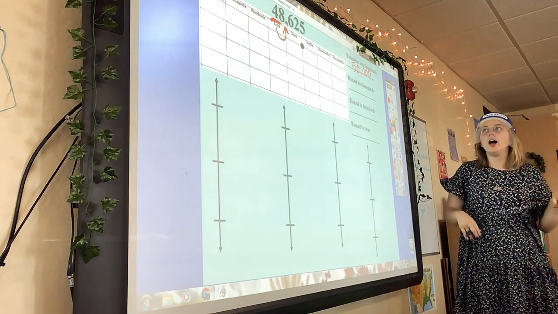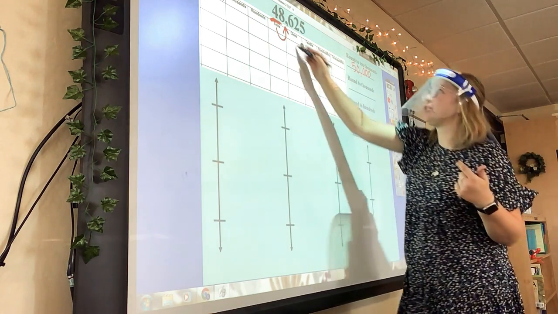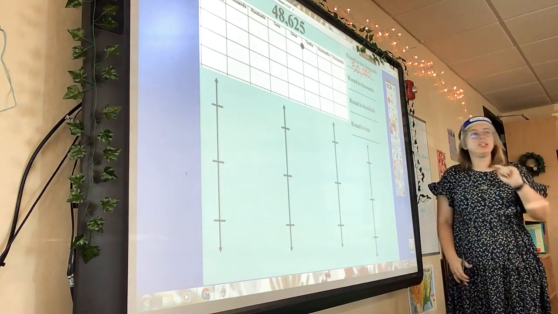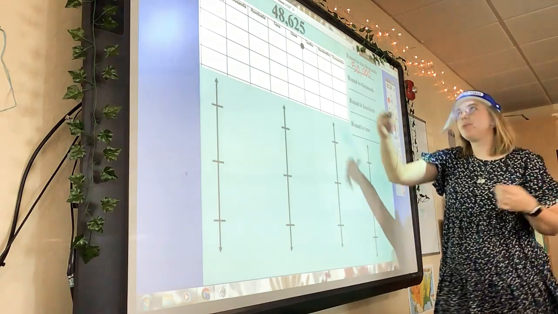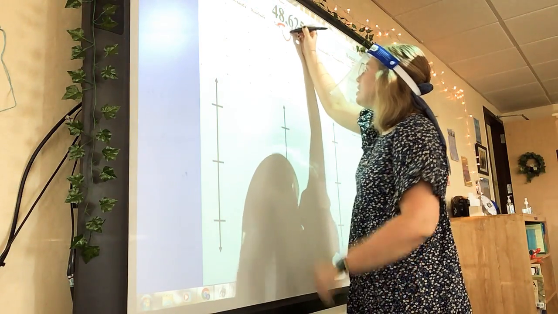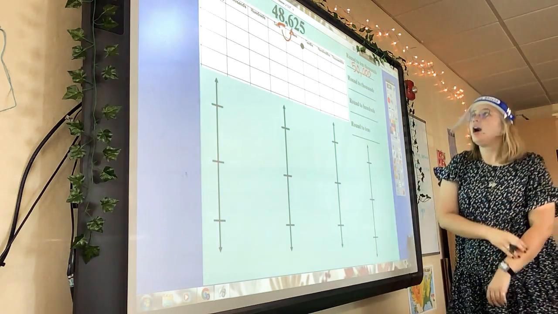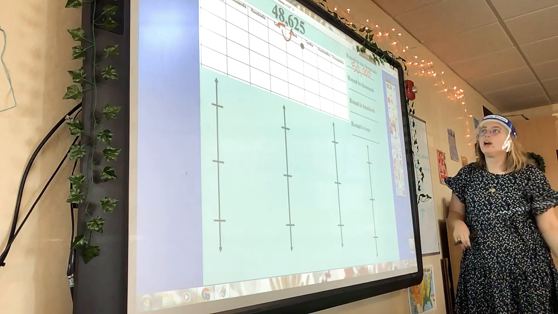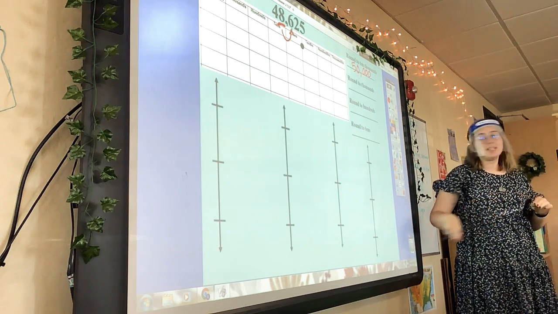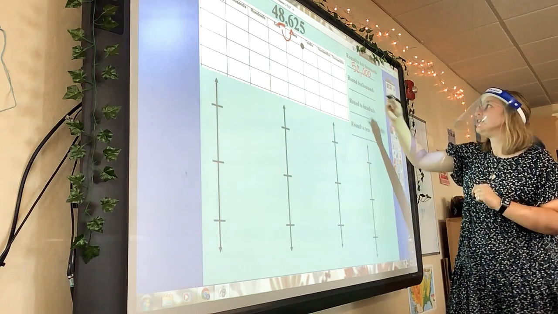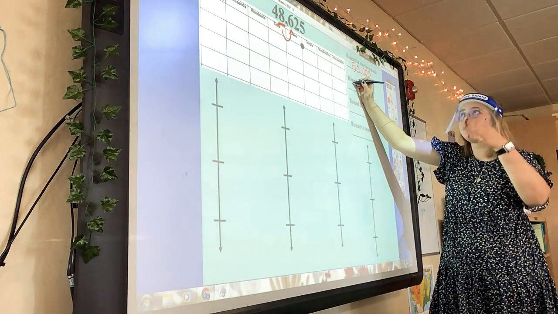So then again, we're just going to go through each of these for this number, and then we're going to move on, okay? So rounding to the nearest thousands, I need to see which number is in the thousands place. That's my 8. I look to the digit to the right. What digit is to the right? 6, good. So that 6, is it going to tell the 8 to bump up or stay the same? Bump up, good.